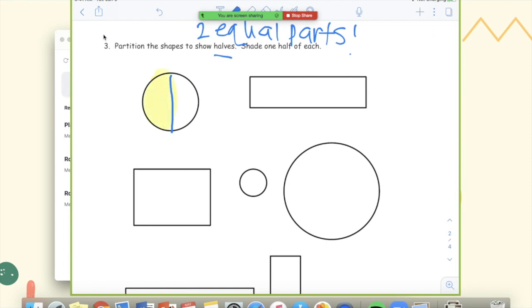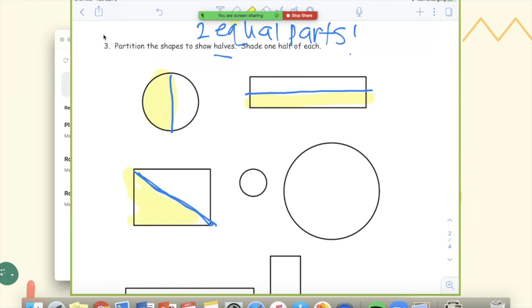This rectangle, I could use a vertical line, or you can use a horizontal line. Just try your best to make it equal, and then you need to shade in 1/2, okay? This rectangle, remember, there's like 3 ways you could do this. You could do a horizontal line, you could use a vertical line, or you could use that diagonal. I'm going to keep that diagonal and just try your best. Go corner to corner and then shade that in.